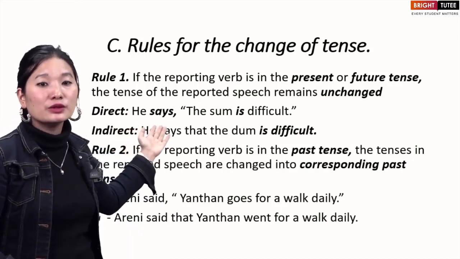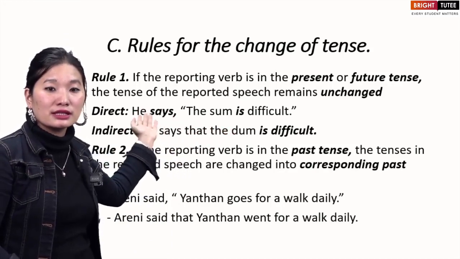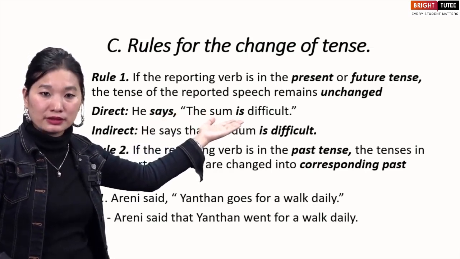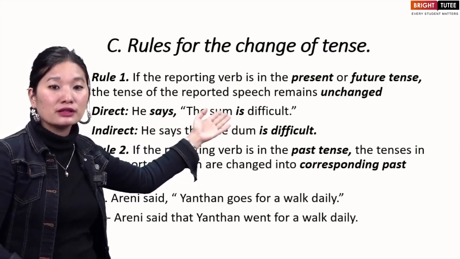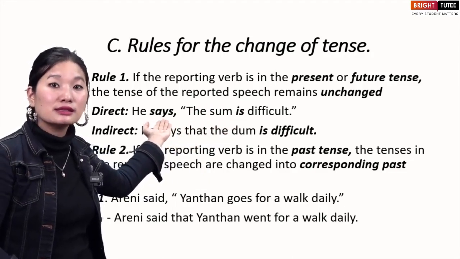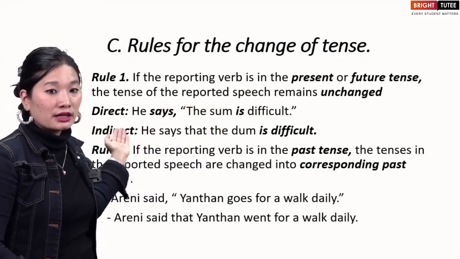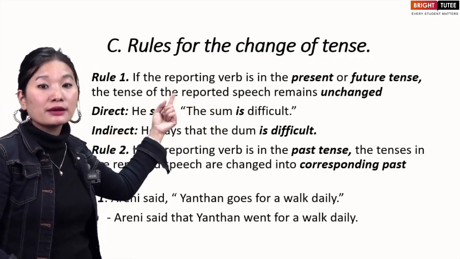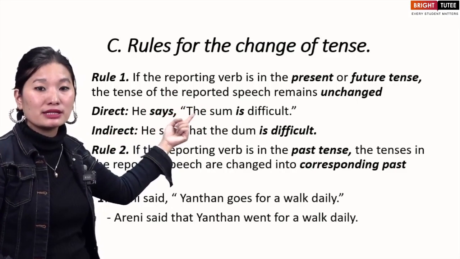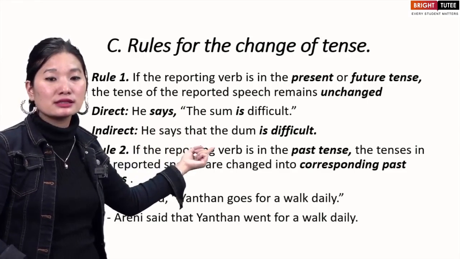The example that I've given you here: he says the sum is difficult. The one that I have darkened here, says, is the reporting verb, right? It is the main verb. He says the sum is difficult. Now, forget about the words that are quoted in this sentence. We have to focus on this one, that is, says. And then in the indirect speech, I said if the reporting verb is in the present or future, the tense of the reported speech remains unchanged, right? Since this is says, he says that the sum is difficult.